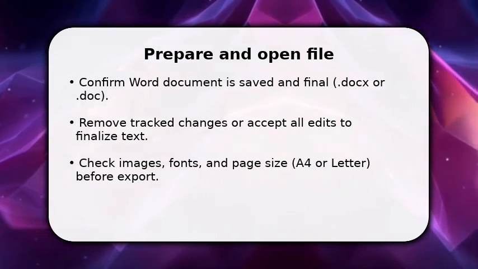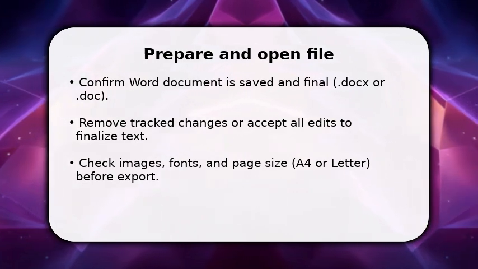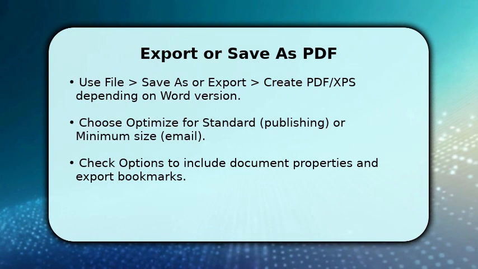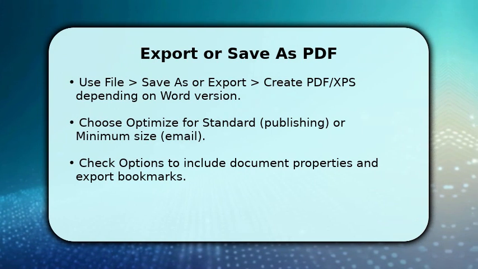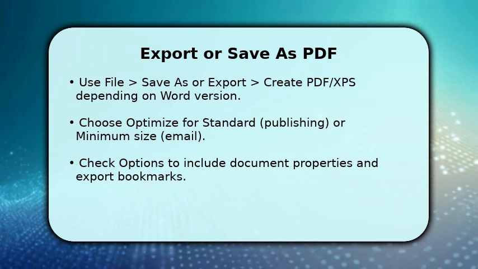You now choose File, then Save As or Export, depending on your Word version, and pick PDF as the format. In the dialog, select Optimize for Standard for best quality or minimum size for sharing. This controls image compression. Click Options to include bookmarks, document properties, or specific pages if needed.